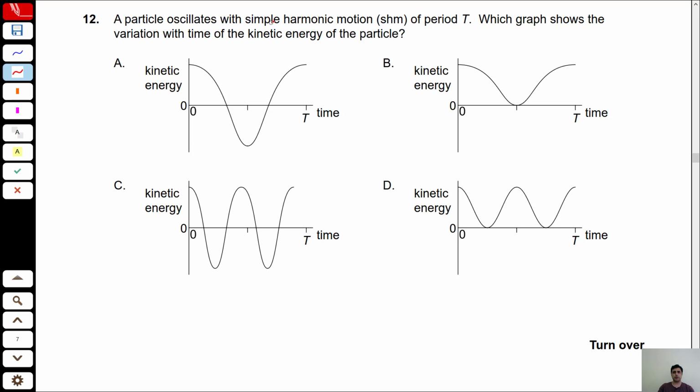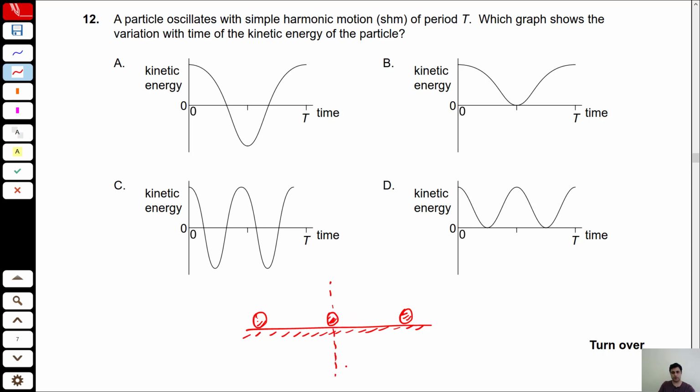A particle oscillates with simple harmonic motion of period T. Which graph shows the variation with time of the kinetic energy of the particle? Okay, now this is simple harmonic motion. In simple harmonic motion we have, this is the ground, and maybe the particle is here, and here, and here.